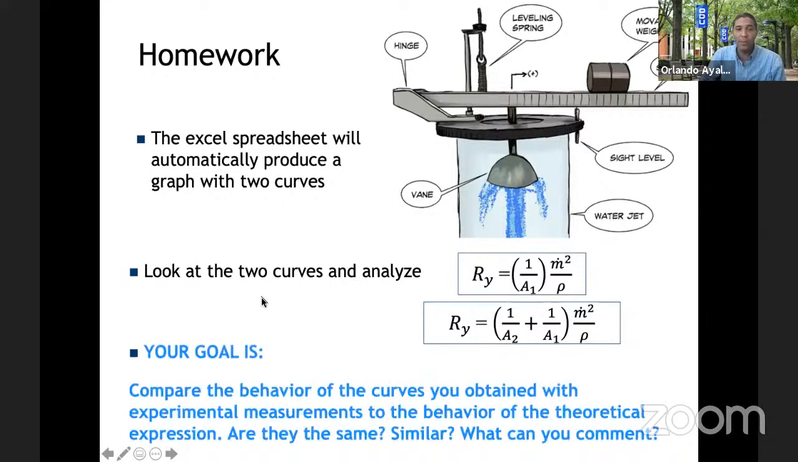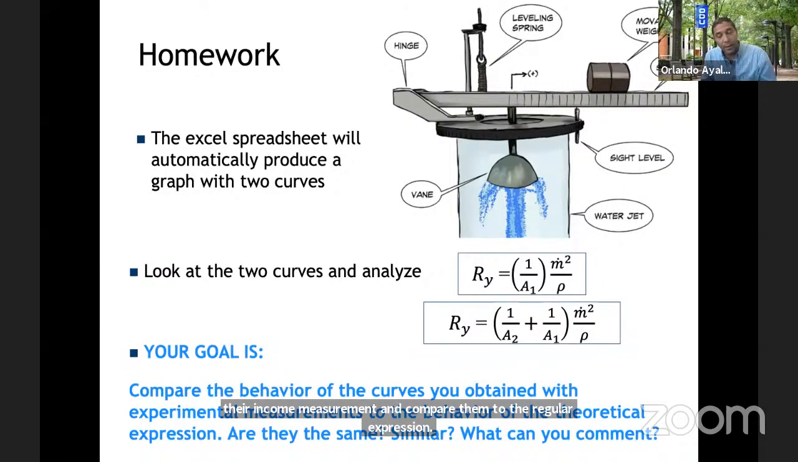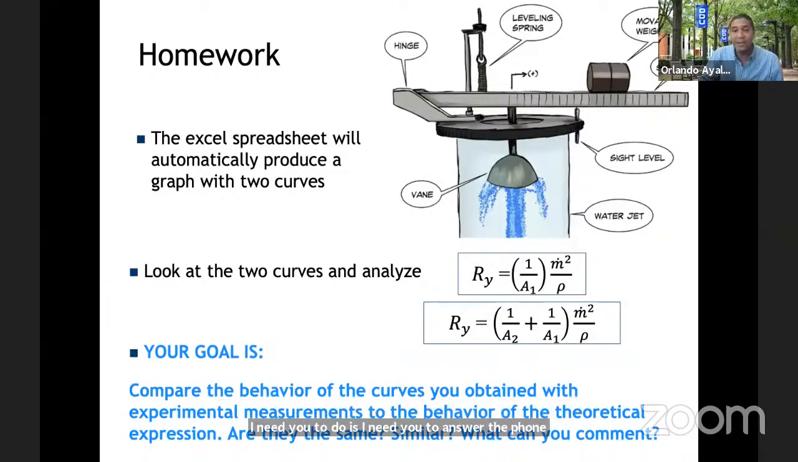So your goal will be to compare the behavior of the curves you obtained from the experimental measurements to the theoretical expression. I need you to answer the following questions. Are they the same? Are they similar? And what can you comment? And that's pretty much the homework assignment.